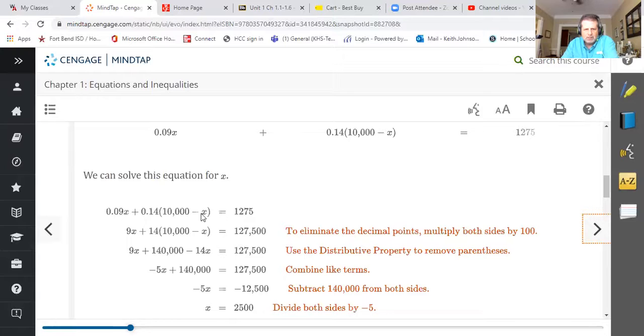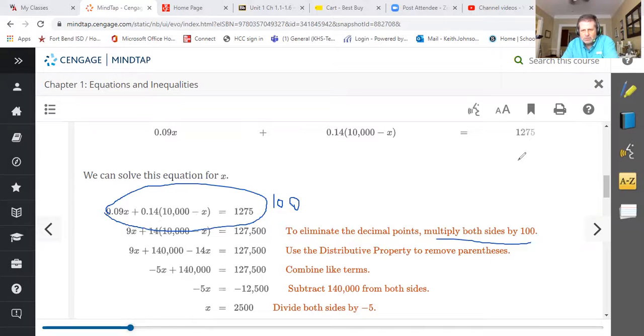So we get this equation, which you can follow the steps through. Distribute. And then notice, wait a minute. How did I get from 0.09 and 0.14 to 9 and 14? What they did here is they multiplied everything by 100. And that's what it says right here, in case you didn't catch it. When you multiply this by 100, it becomes a whole number. And I don't have to worry about the distribution.